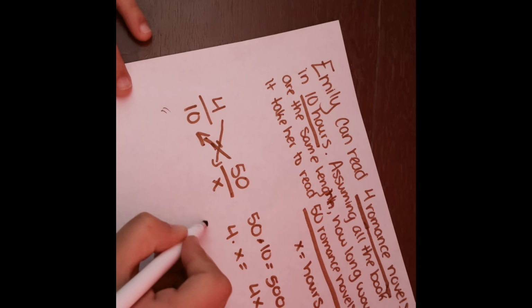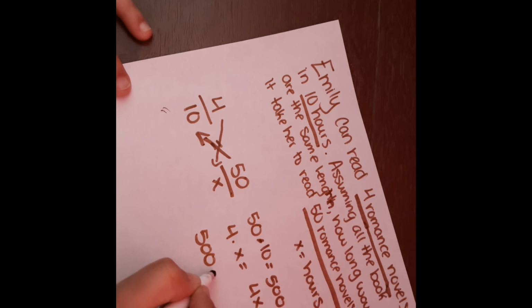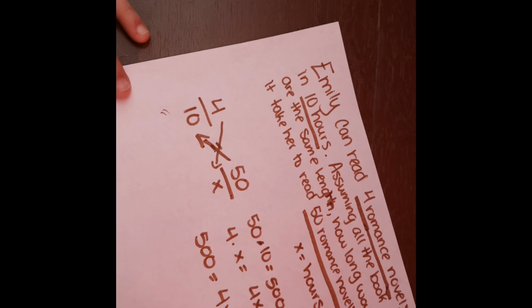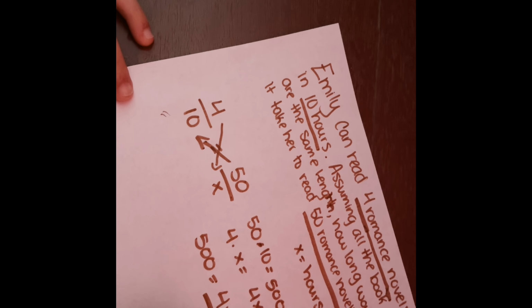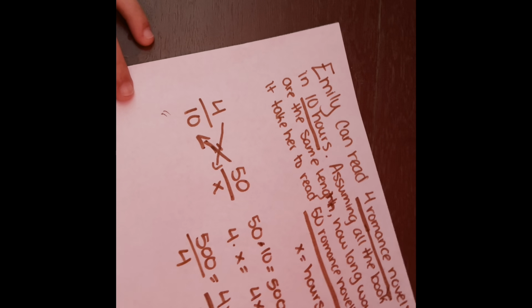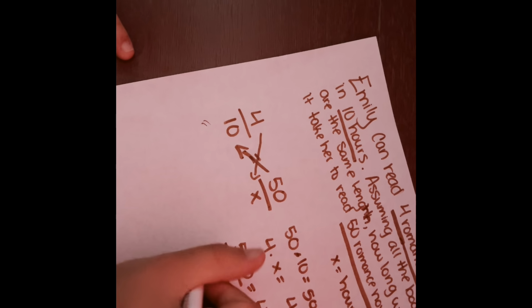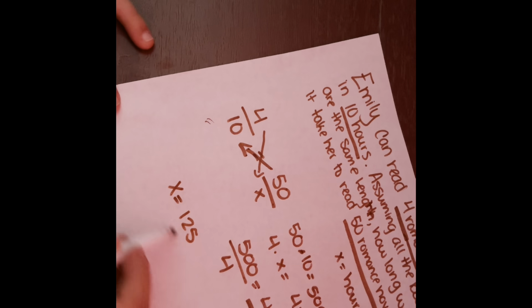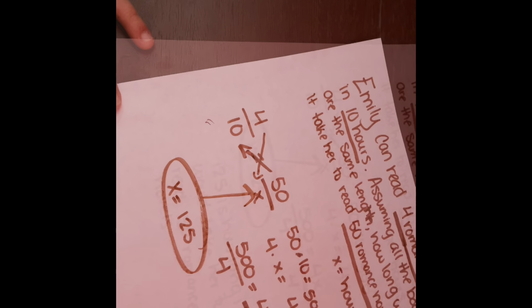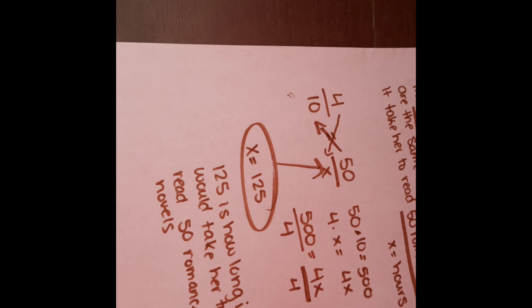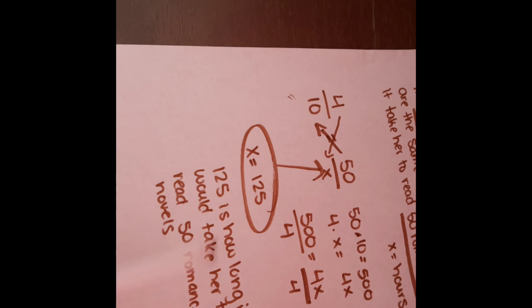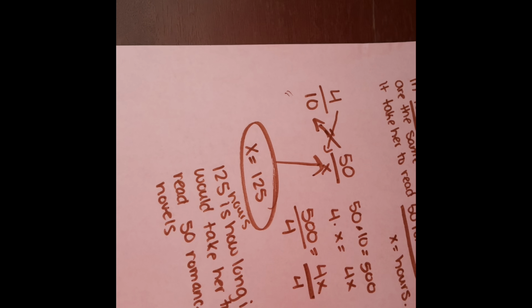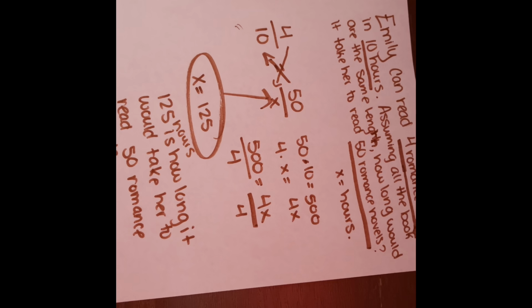So your new problem would be 500 equals 4X. We also have to isolate the variable, and we divide by 4. Once you divide by 4, your new answer would be X equals 125. So that means we found this answer right here. Alrighty, so back to what I was saying. 125 hours is how long it would take her to finish 50 romance novels.